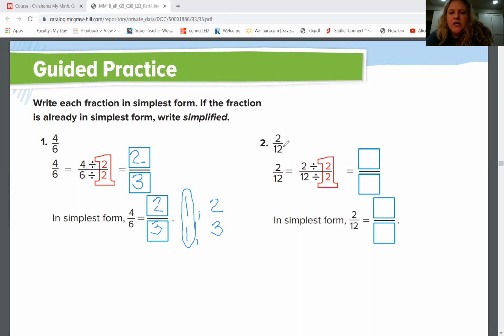Okay, 2/12, 2/12. Those are both even. If they're even numbers, I like to go ahead and just immediately divide by 2, and at least it cuts our number in half. 2 divided by 2 is 1. 12 divided by 2 is 6. 1 only has 1 as a factor, and 1, 6, 2, 3, so we're done. The only thing it shares is 1. So 2/12 would be written as 1/6.